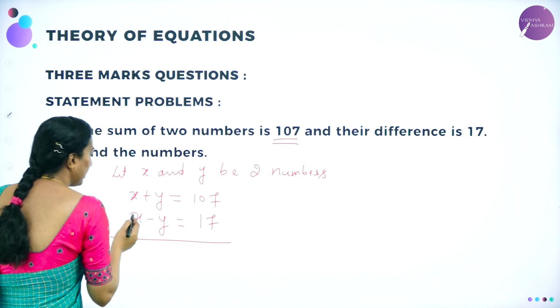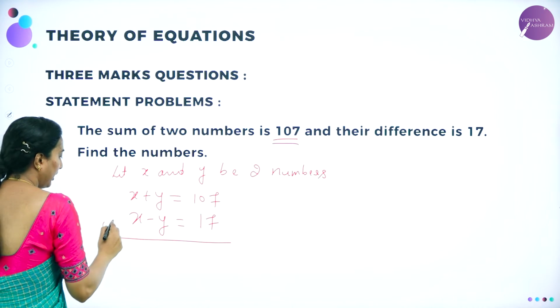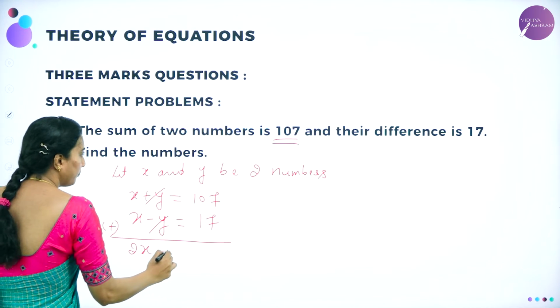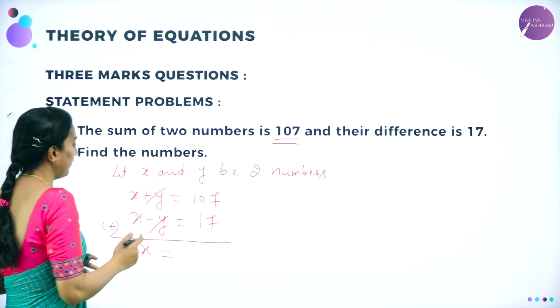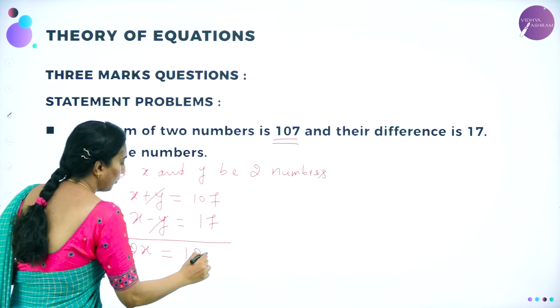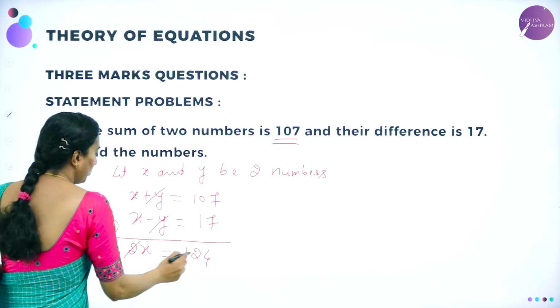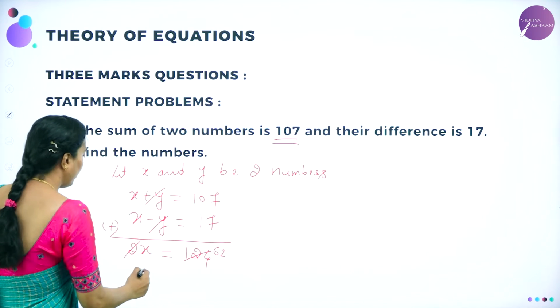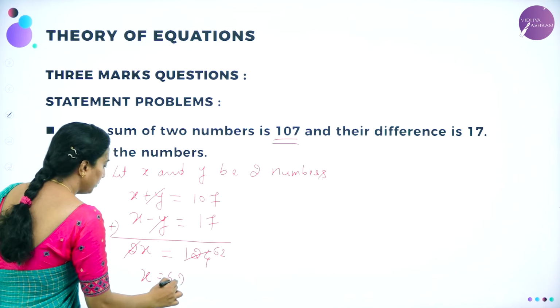That is the elimination method. Adding x plus x is 2x. Plus y minus y will go. 107 plus 17 will give you 124. Now you can cancel 2 ones are 2, which is 2 sixes are 12 and 2 twos are 4. So therefore x is equal to 62.